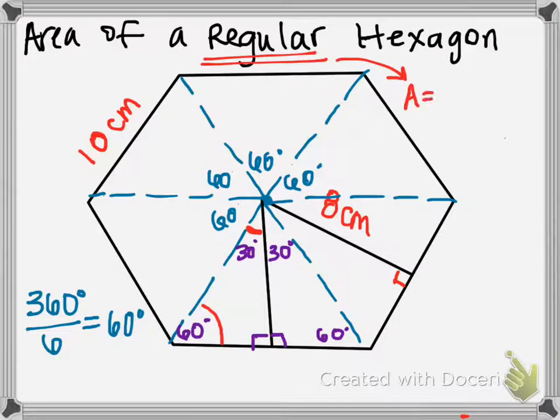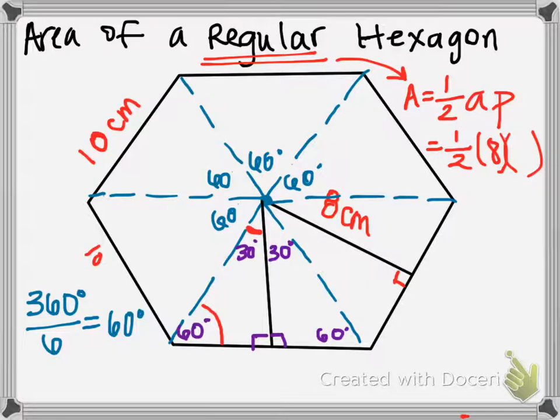So there's a formula that we're going to use for a regular polygon. And this is for all regular polygons. Area is 1/2 A, which stands for apothem, times P, which stands for perimeter. So I know my apothem is 8, but I still need my perimeter. And all I know is that one side length is 10 centimeters, but because this is a regular shape, all the sides must be 10. So if all 6 sides are 10 centimeters, then my total perimeter is 60 centimeters.